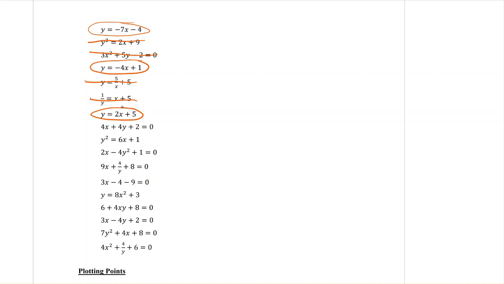For the fraction ones, if it's the y and the x on the top, would it be straight? As long as there's a number on the bottom, then yes, it would be fine.